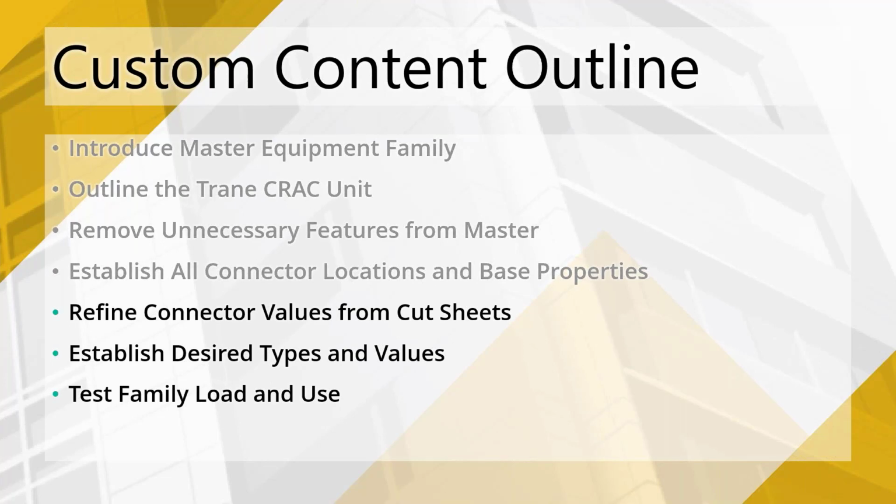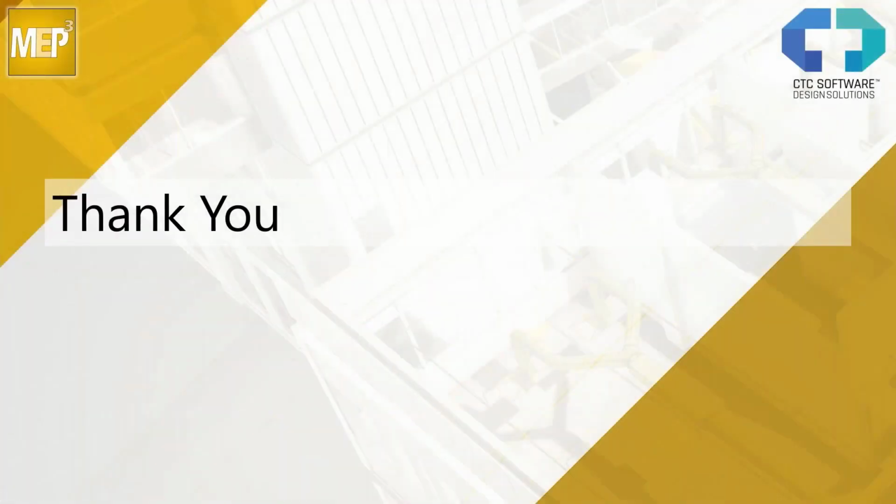We've talked about in this session introducing the master equipment family, outlining the basic unit that we're building. We've removed most of the unnecessary features from the master. I'm going to do more of that off screen using family processor as well. We've established most of the connector locations and talked about some of those base properties. Now we've kind of begun to get this all set up. In the next session, we're going to talk in detail about refining the connector values even more, specifically from cut sheets. We're going to establish most of the desired types and values that we want, and then we're going to test this family out.